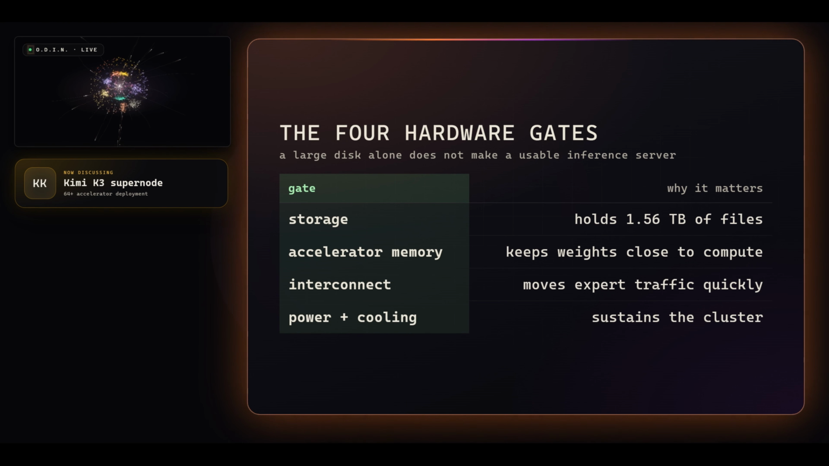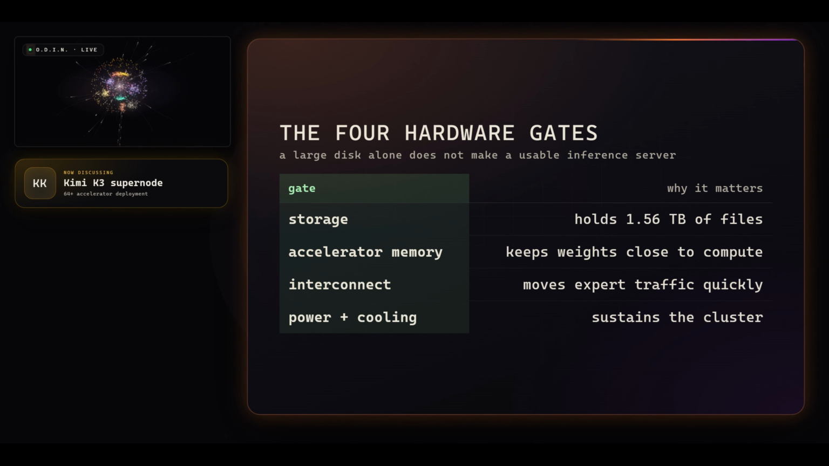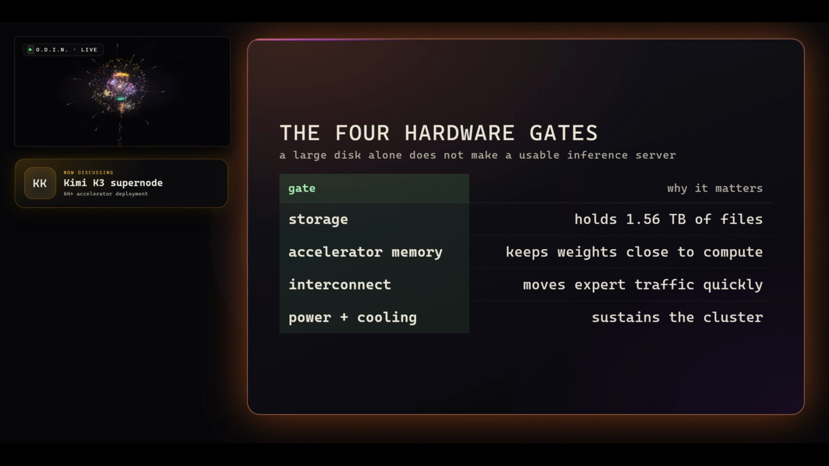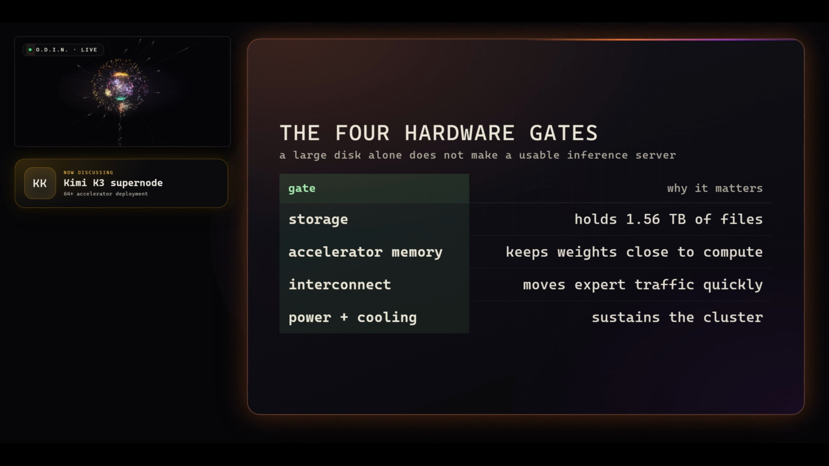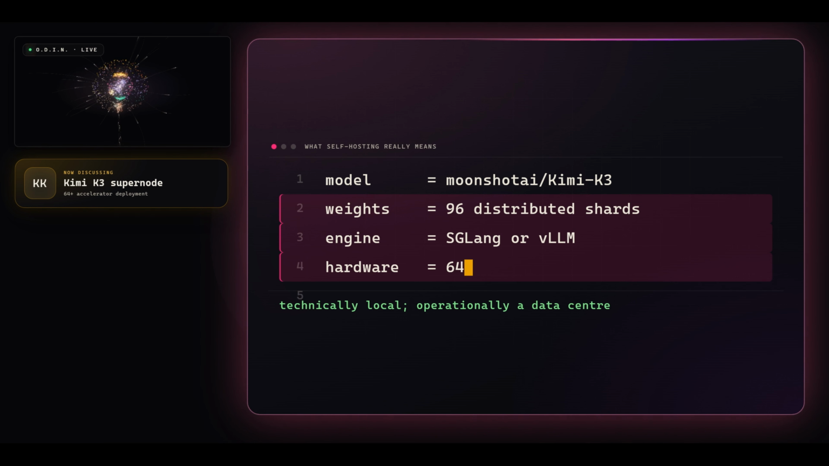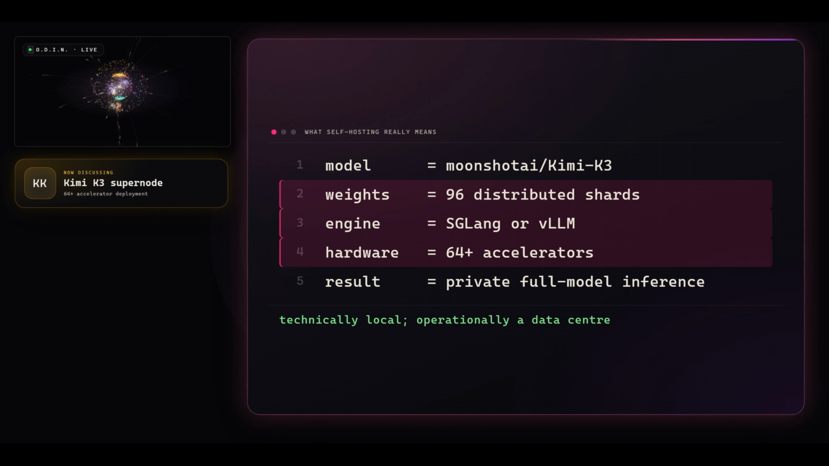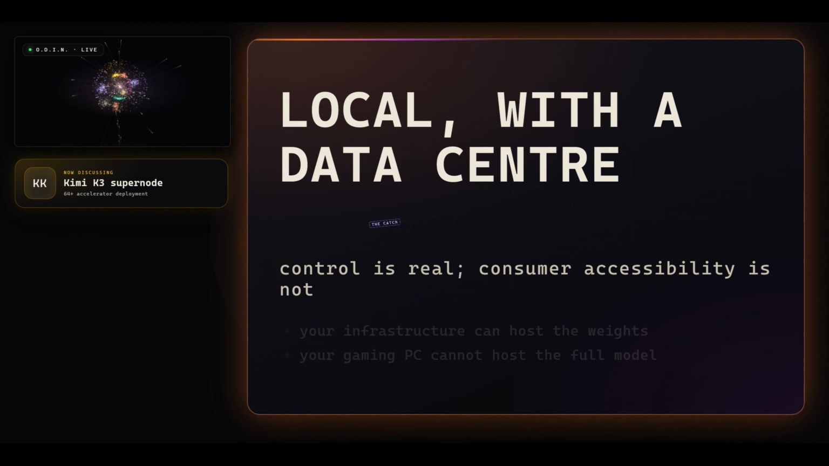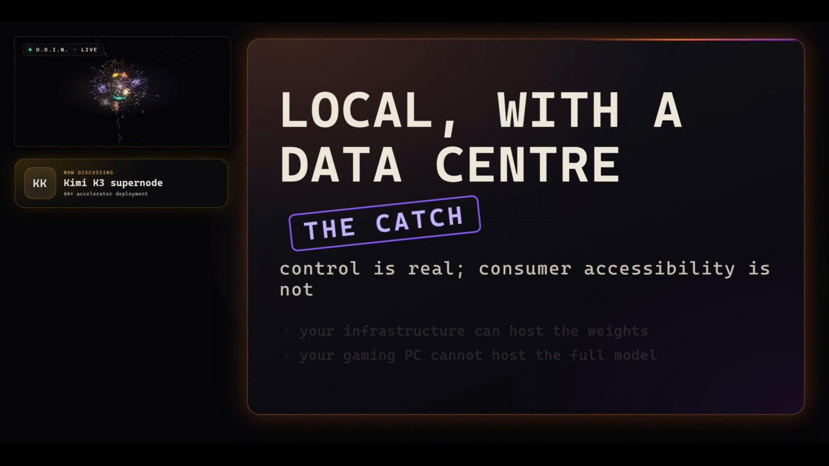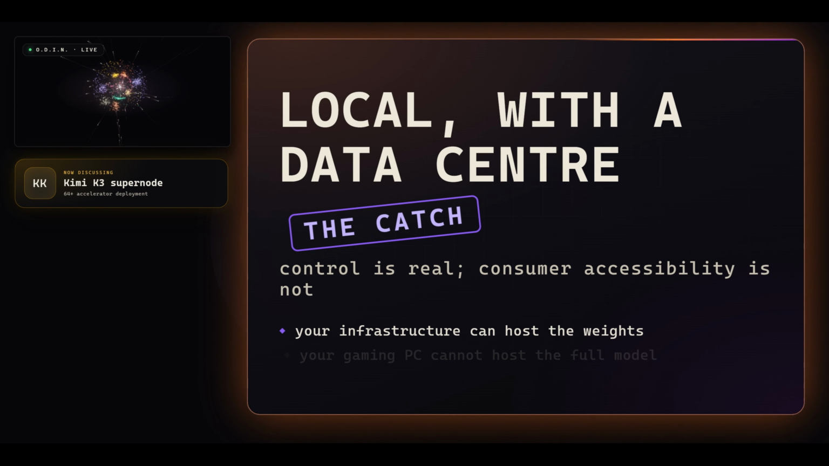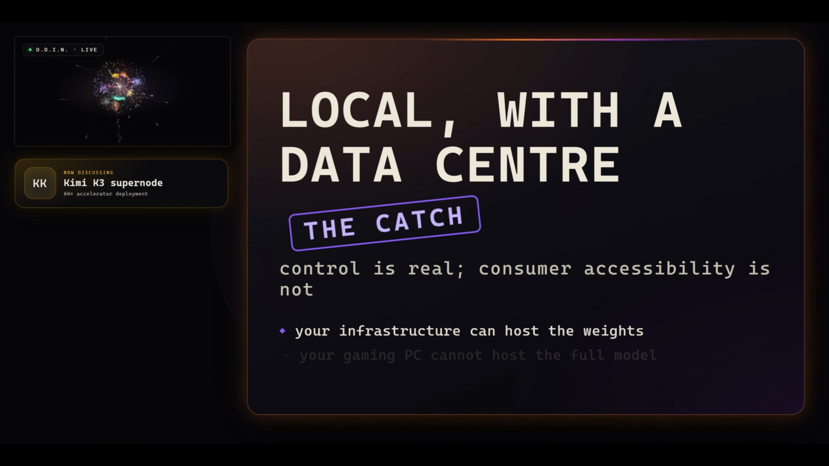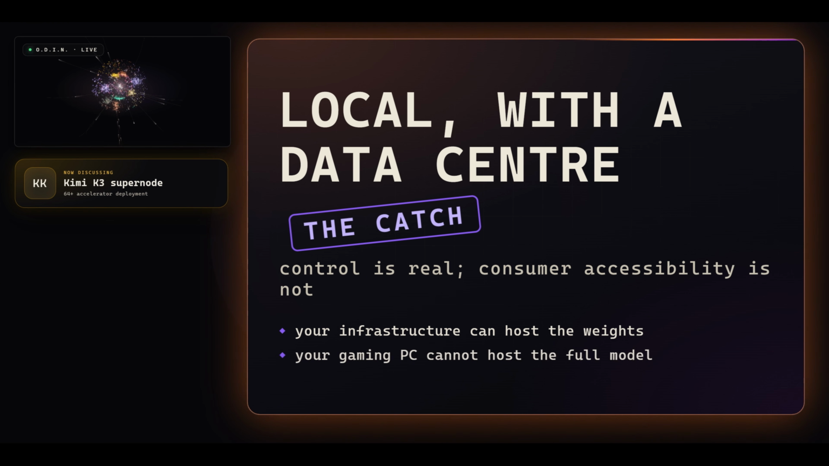Disk capacity is only the first gate. Useful serving also needs distributed fast memory, accelerator bandwidth, networking, and enough cooling to keep the cluster alive. Even the software stack tells the same story. Full self-hosting means sharding Kimi K3 across an inference engine such as SGLang or vLLM and coordinating the entire cluster. So yes, the full model can run on infrastructure you control, but for ordinary users, calling that local AI hides the only part that matters, the hardware bill.